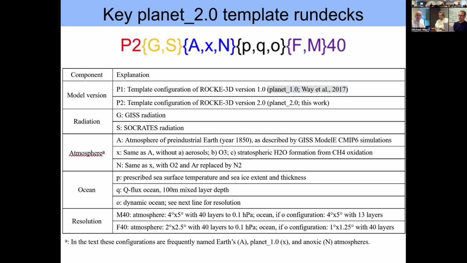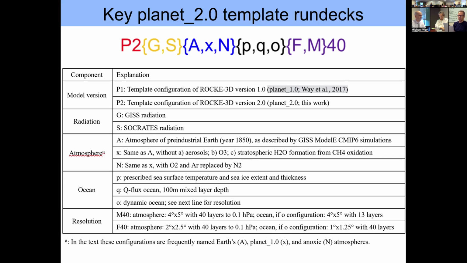And do not underestimate the computational cost of adding the dynamic ocean or the fine resolution of the atmosphere. And also do not underestimate the amount of output. It's 4 times more output, actually more than 4 times more output, if you have the ocean, if you are using the F over the M atmosphere. And you just need to budget for that.